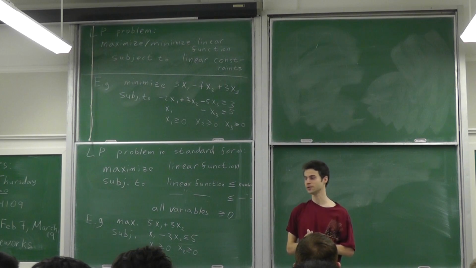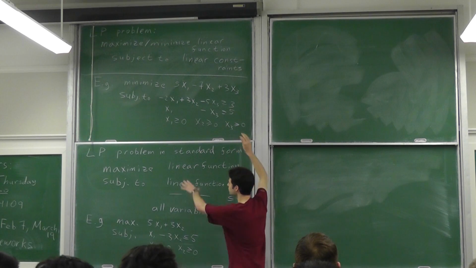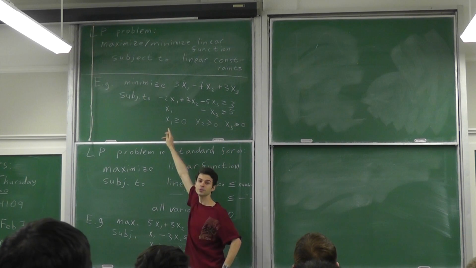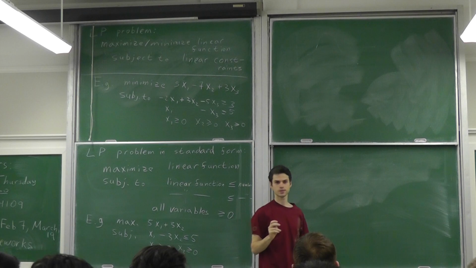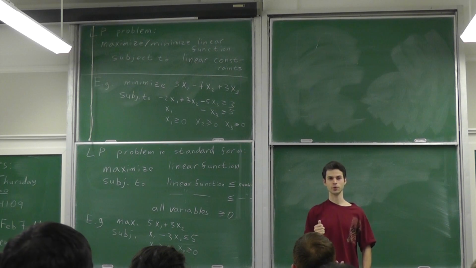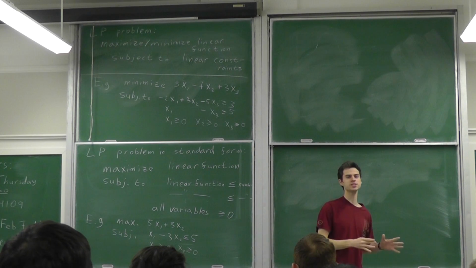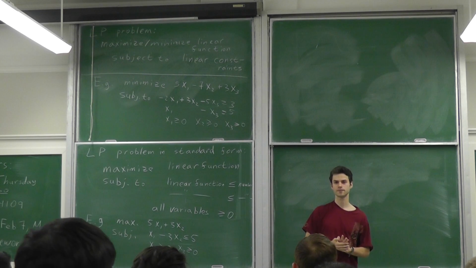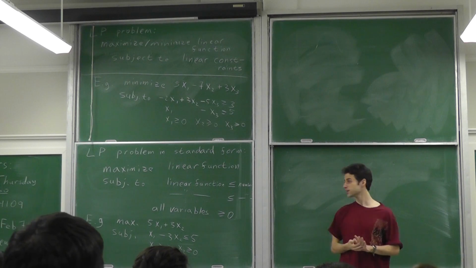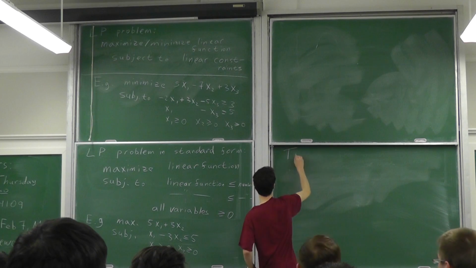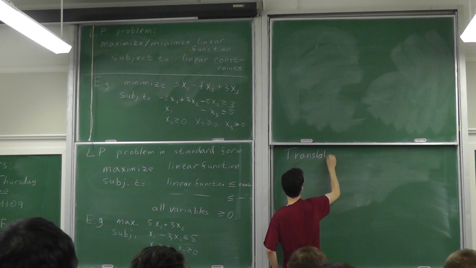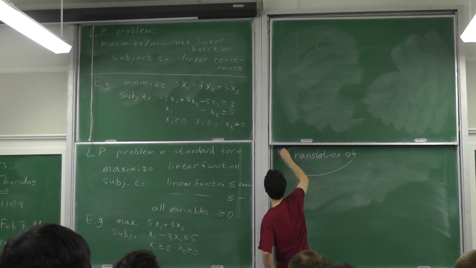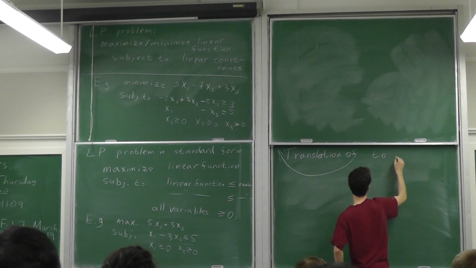Okay, so let's go step by step. What's wrong with this one? What makes it not a problem in standard form? First thing, minimize instead of maximize. So any suggestions? I want to translate a problem about minimizing something to a problem about maximizing something. Yeah? Just take the negative? Yes, exactly. So, translation of that problem to standard form.